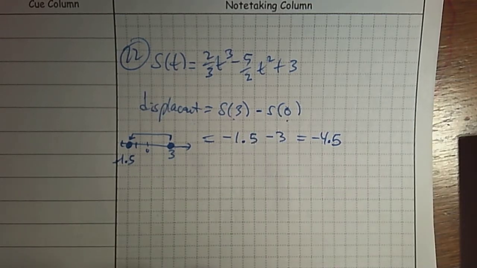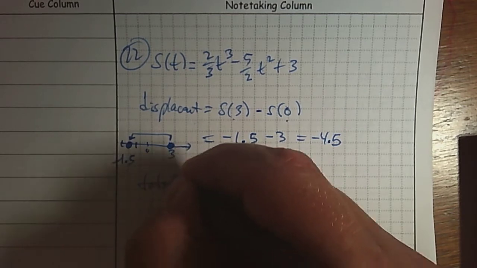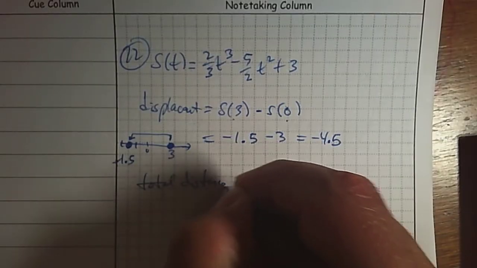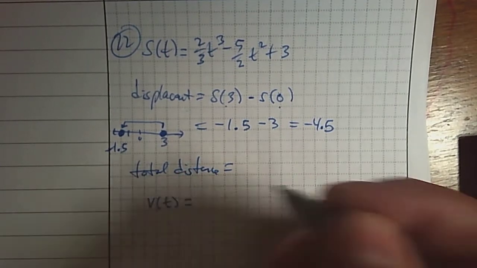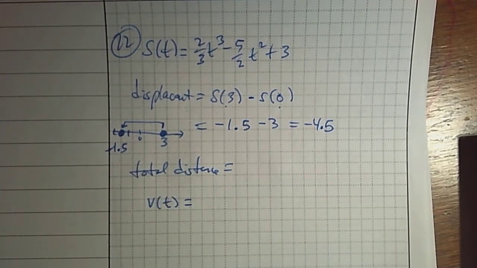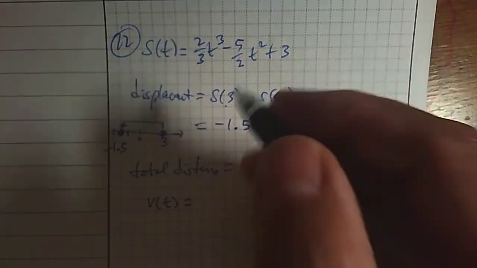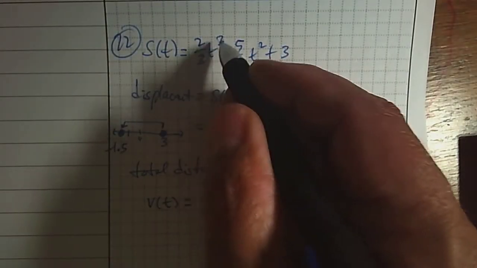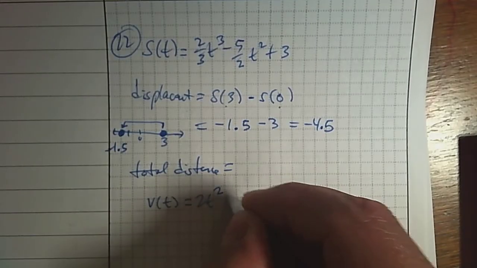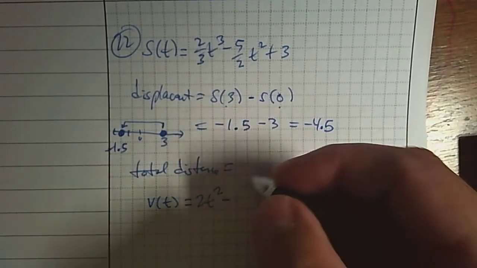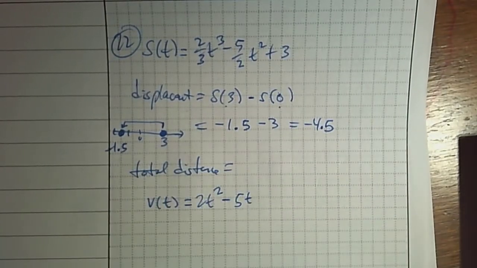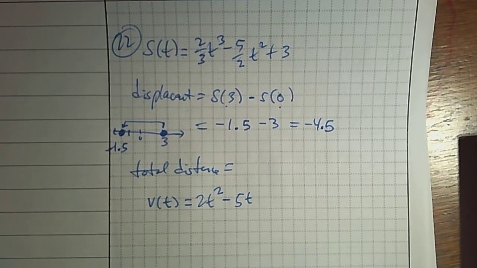Now the second question is different. Second question is total distance. So for total distance, I now have to take the velocity to know what direction it was going between 0 and 3. So what is the derivative of this? 3 times this, the 3's divide out, you get 2t squared. 2 times this, the 2's divide out, you get minus 5, subtract 1 to the exponent, and the derivative of 3 is 0.